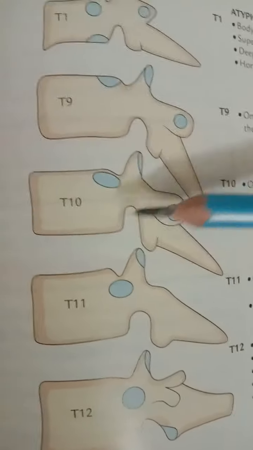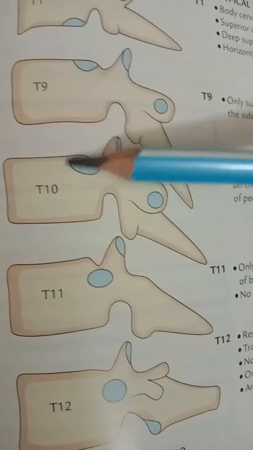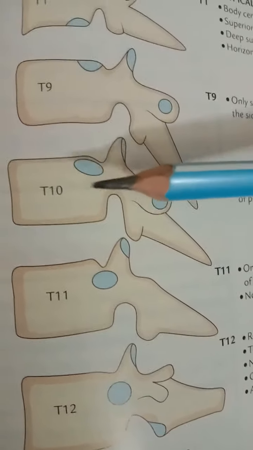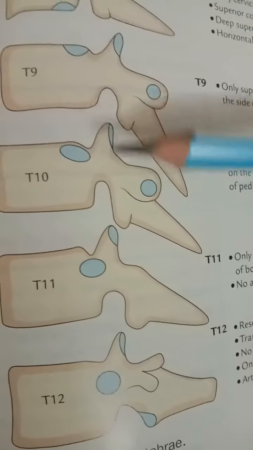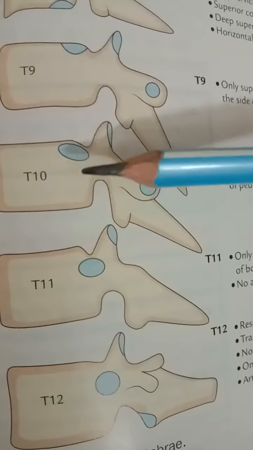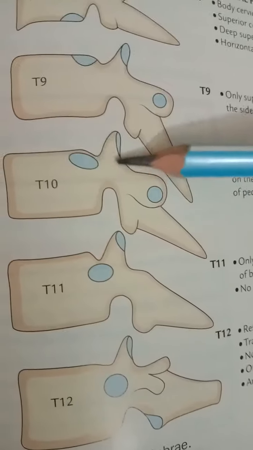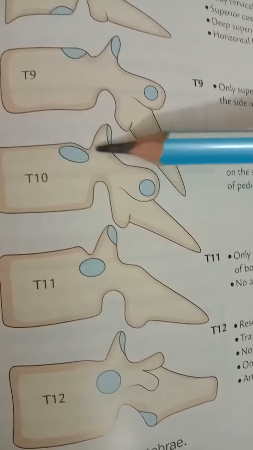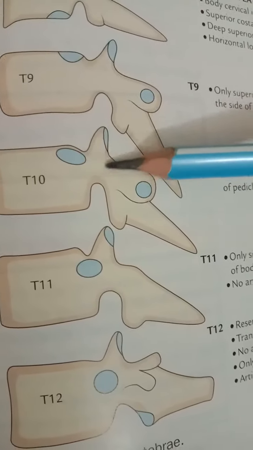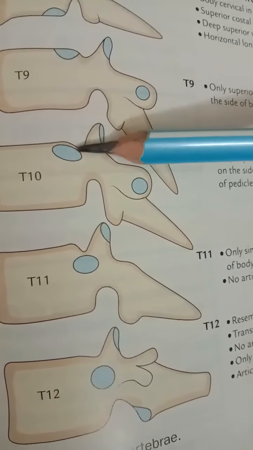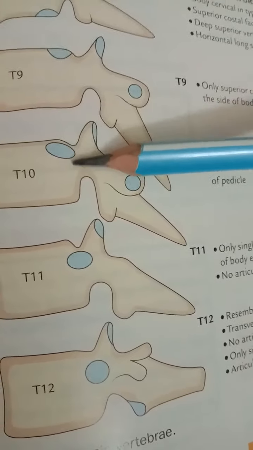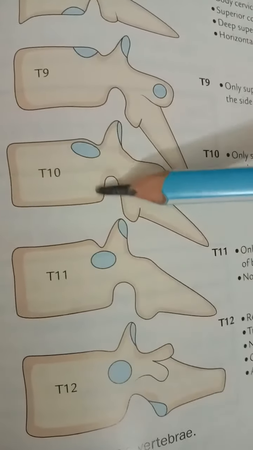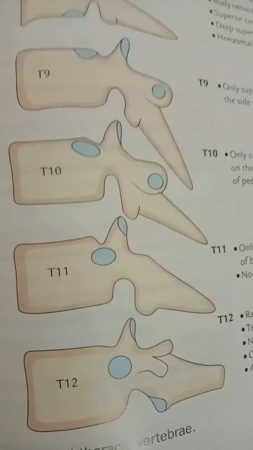Then the 10th thoracic vertebra, that is T10. In the 10th thoracic vertebra, it seems like the typical thoracic vertebra, but the change is the body has a single complete superior costal facet on each side. So here you can see the complete superior costal facet, and it is present on the root of the pedicle. Then the inferior costal facet is totally absent.